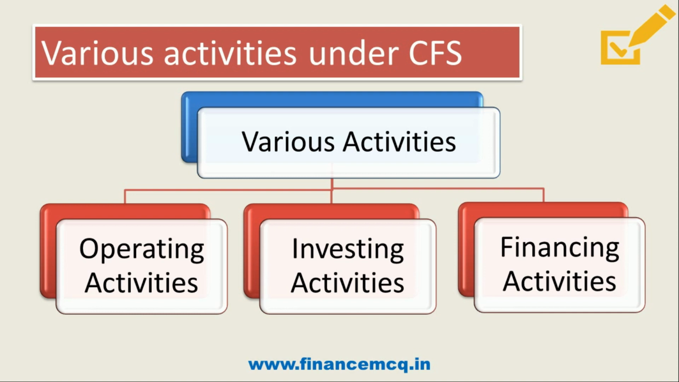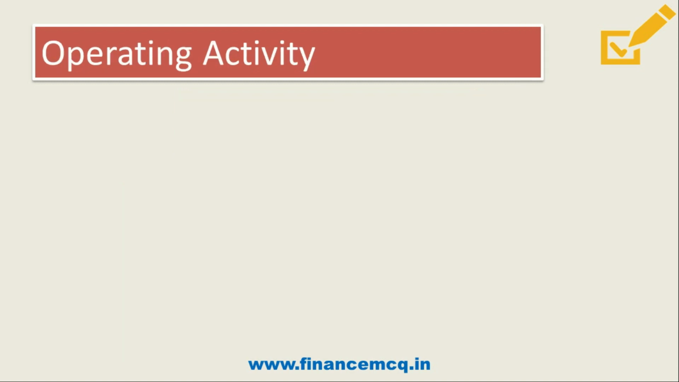We discussed that the cash flow statement user is able to see cash flows from various heads. So these are the heads of cash flow statements. We call them activities of cash flow statement. So let's discuss them one by one. First we have, friends, operating activity. Now what is this operating activity?